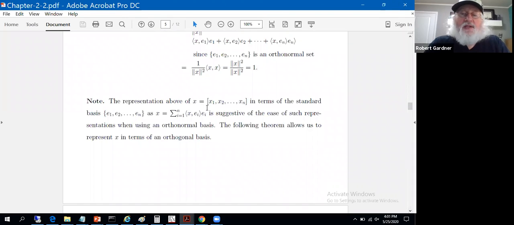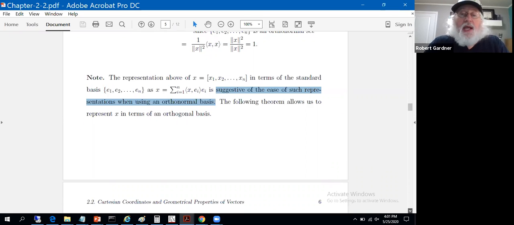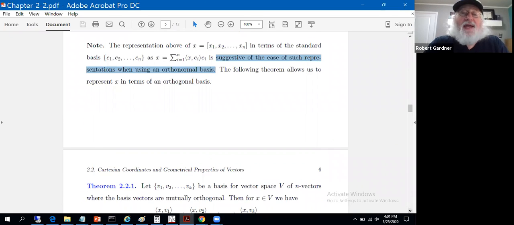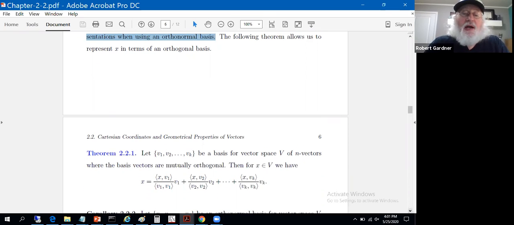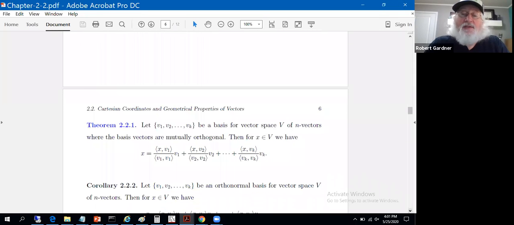Okay, the fact that we can take a vector in Rn and write it so cleanly in terms of standard basis vectors is suggestive of how useful orthonormal bases are. The following theorem elaborates on that a little bit. This technique that works for the standard basis vectors works for any orthogonal, or better yet, orthonormal basis.